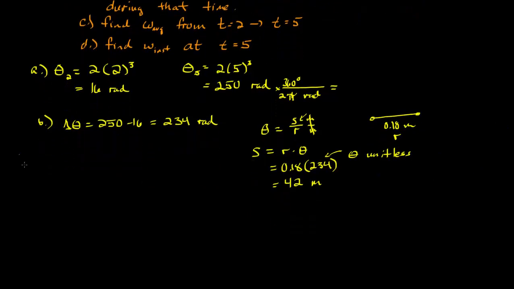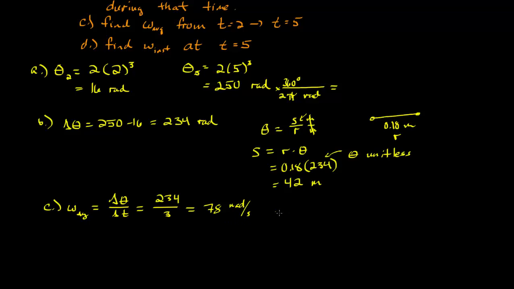So average velocity would be the change over the time. Omega average would be my change in position over my change in time. Change in position we already calculated, so that would be 234 over the time, 2 to 5 seconds, which is 3. So we get that the average angular velocity is 78 radians per second.